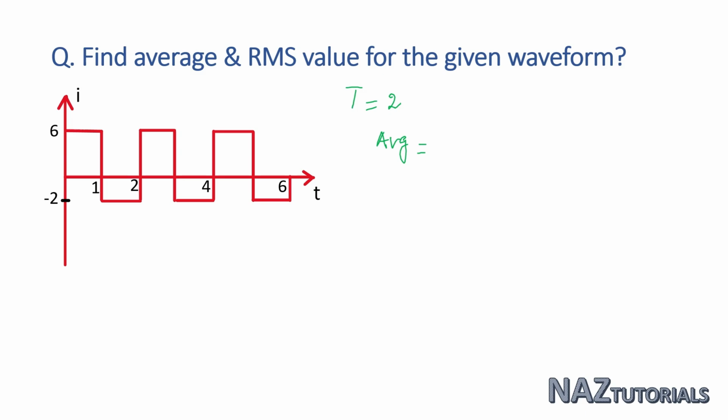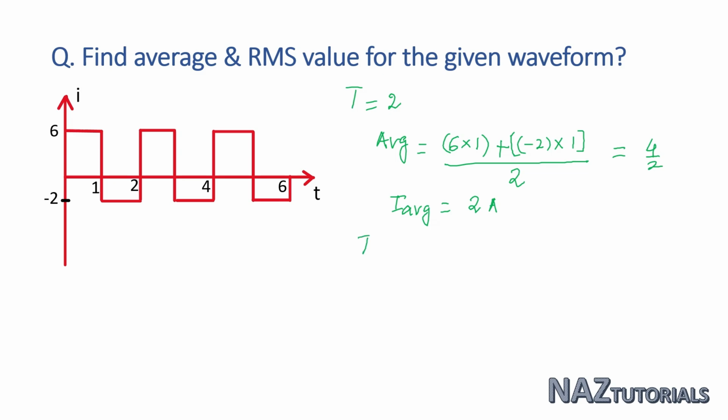For the first half cycle our area is 6 into 1, length into base, and for the second half cycle our area is -2 into base value 1, divided by total time of 2 seconds. So our value is 4 by 2. So I average is calculated as 2 ampere.